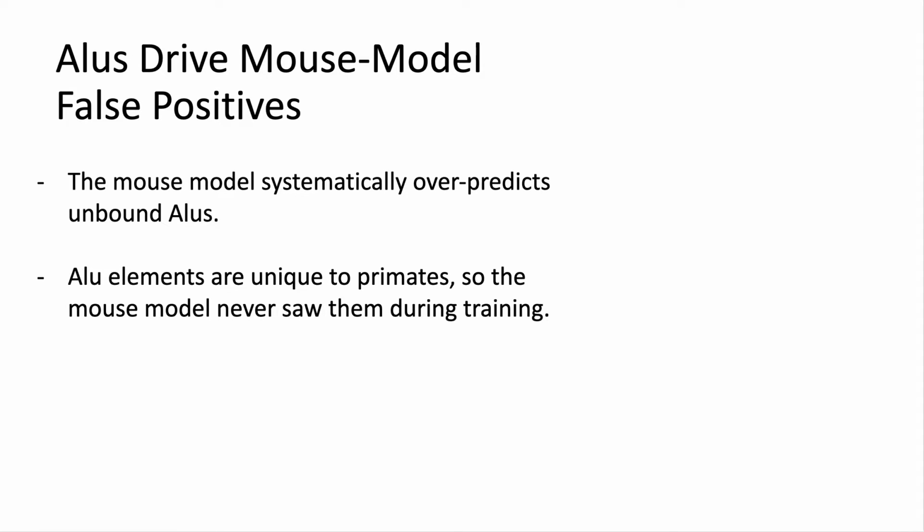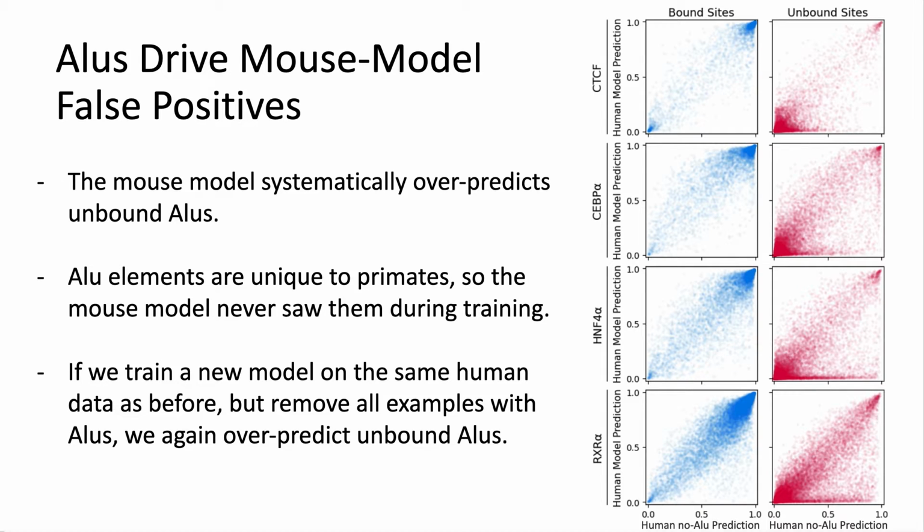And so what we did was we tested out a new human model that was trained on the same data set as our original human model, but we removed all the ALU repeats from the training data. And so on the right, that's what I'm showing. The x-axis is now the prediction from this human model that hasn't seen any ALUs. And what you see is, although there's great concordance between the two human models on the bound sites, on the unbound sites we are again seeing this off-diagonal enrichment in the bottom right corner of false positives that are unique to the model that hasn't seen ALUs. And so that does seem to be the problem.